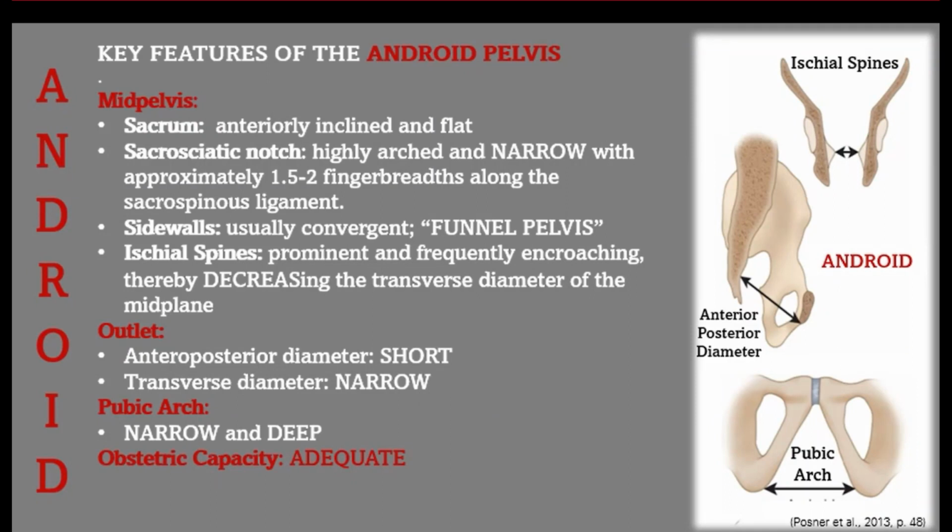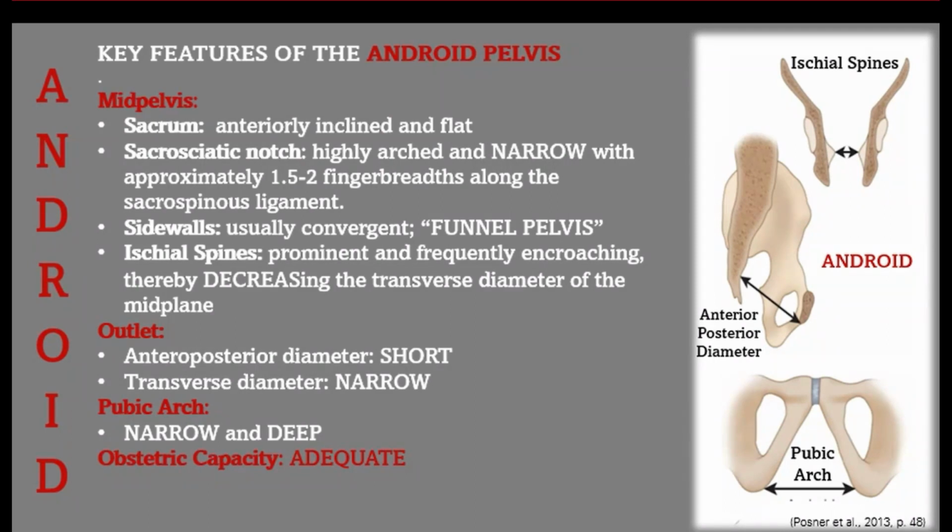The mid-pelvis measurements: the AP diameter is reduced. The transverse diameter is reduced. Posterior sagittal diameter and anterior sagittal diameter are all reduced. It's a much more narrow pelvis and with less room to move around.